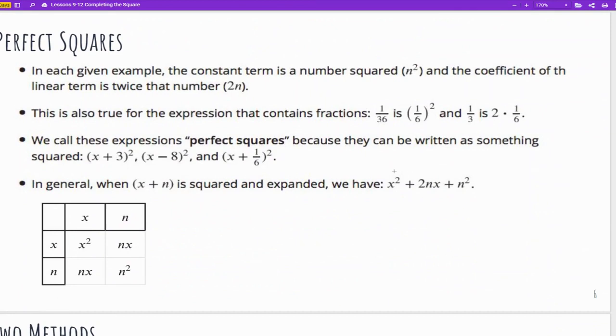So here's the summary of the whole thing, right? It doesn't matter whether the expression contains numbers, variables, fractions. Remember, fractions are friends, not food. Any terms that look along these lines, x plus 3 squared, x minus 8 squared, x plus 1/6 squared from above, whenever x plus n is squared and expanded, you get this. And here's the square to prove it.